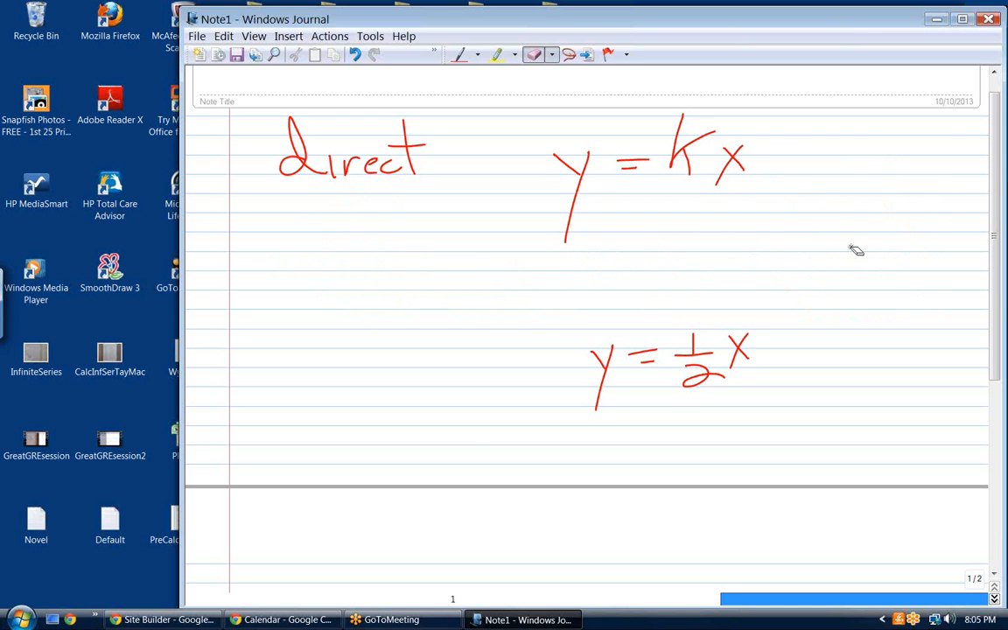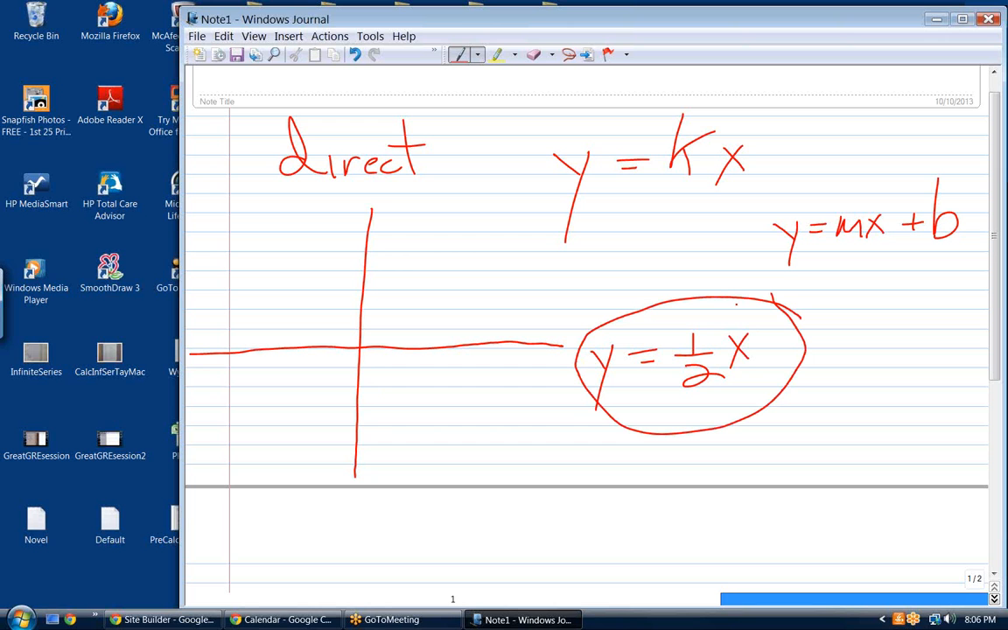Let's graph this. y equals 1/2 x. What's the first thing we notice? How would you graph that? I always have trouble with this. Think of y equals mx plus b. So the 1/2 is the slope, isn't it? Correct. What is b? B is the y-intercept. Which in this case, what is it? We don't know. It's 0. Okay, so the first thing about this graph is it goes through the origin. And then it has a slope of 1/2, which is approximately like that.